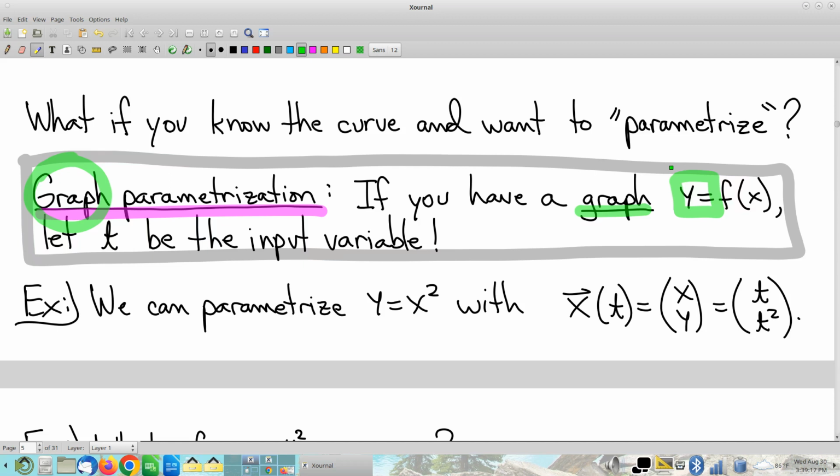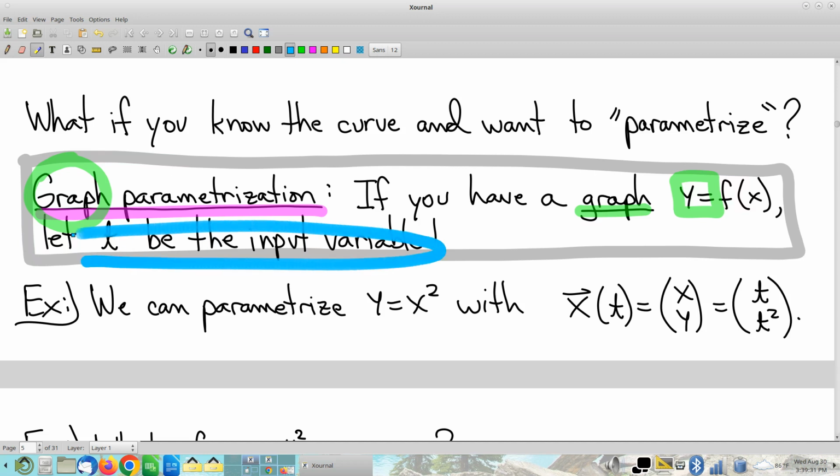So here we're lucky. We're looking at y equals f of x. Y is the one variable that is, in fact, a function of the other. Then here's the trick. If you have a graph, let your parameter be the input variable. That's all there is to it. Everything's just going to work out. It's kind of awesome how nice this works. If you have a graph, let t be the input variable. Here we go. Let's do one.